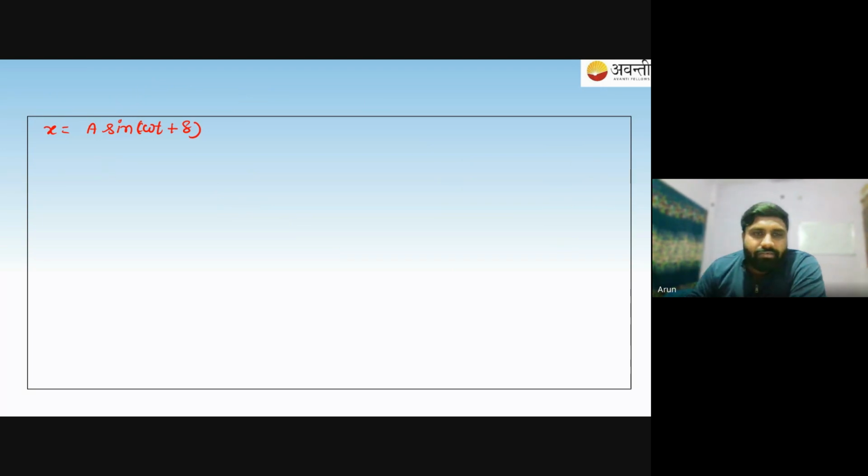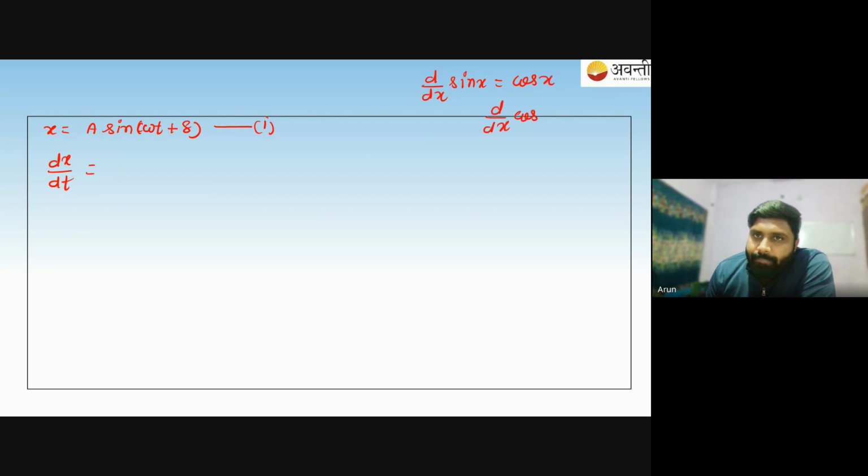Now, this is the first equation that we have got. First equation. If you differentiate it, dx by dt, what will we get? What is the differentiation of sine omega t? d by dx of sin x is cos x, and d by dx of cos x is minus sin x. Okay, this is differentiation.